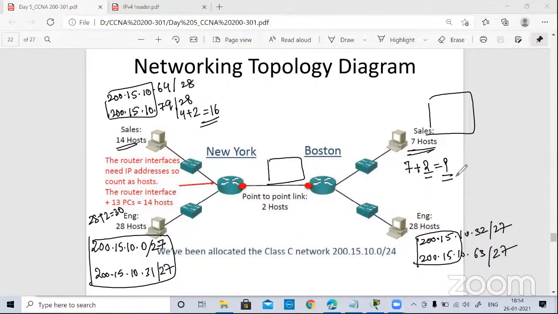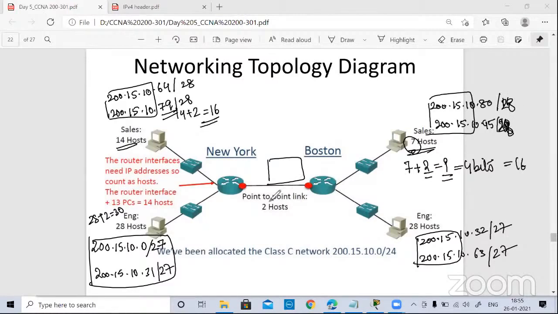So how many bits will you go with here? We cannot go with 3 bits, looking at 9. So here we will require 4 bits. 4 bits means 16 addresses, so again you will go with /28. So here I can go with 200.15.10.80/28, because we have ended at 79. I just add 15 to this, so I'll have 200.15.10.95. Sorry, I wrote /16 wrongly, it is /28.